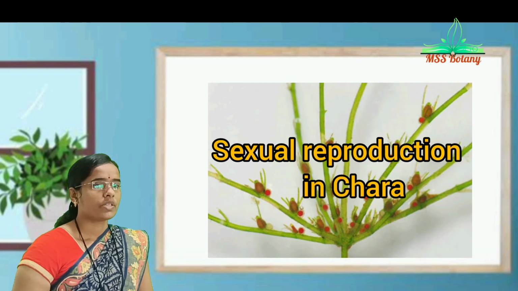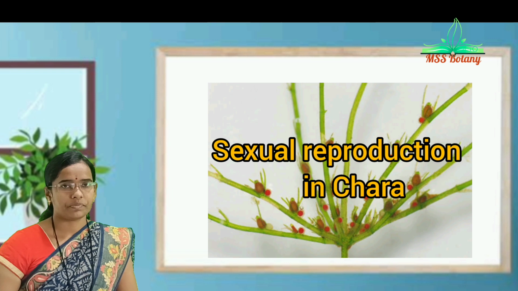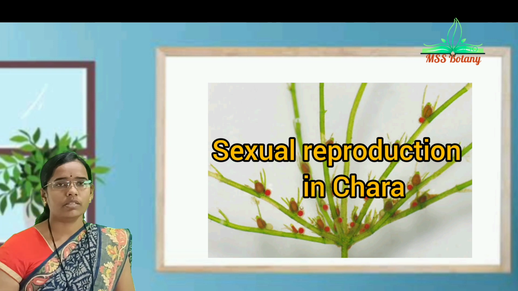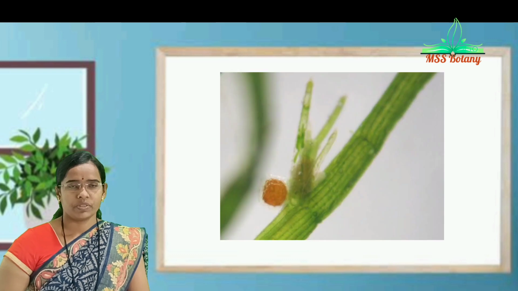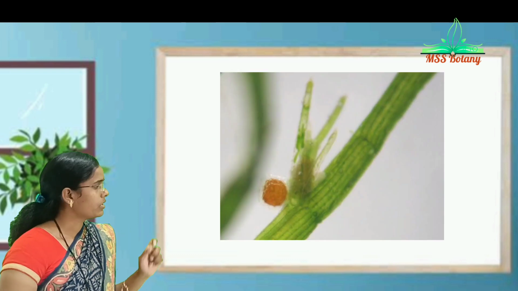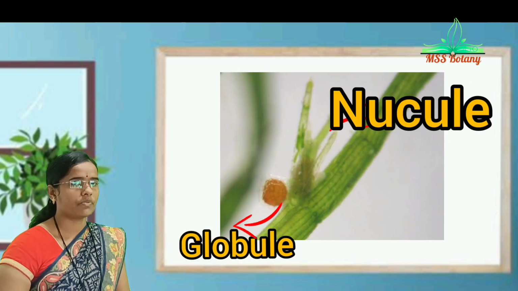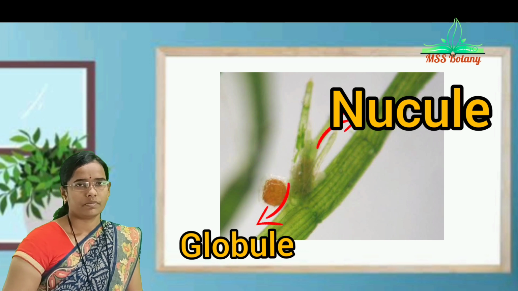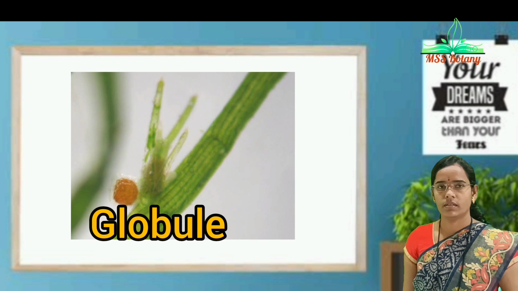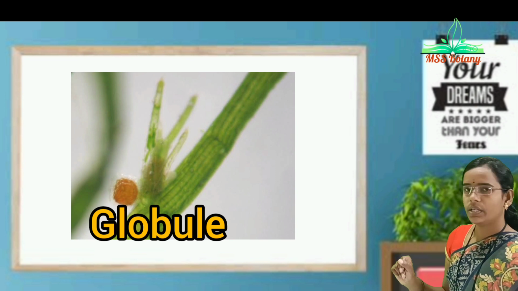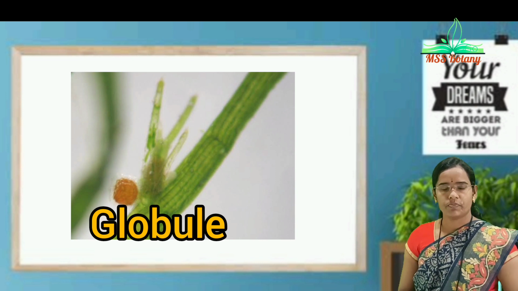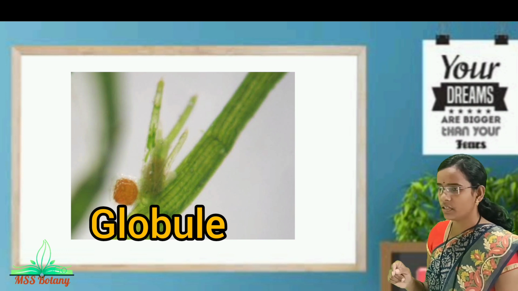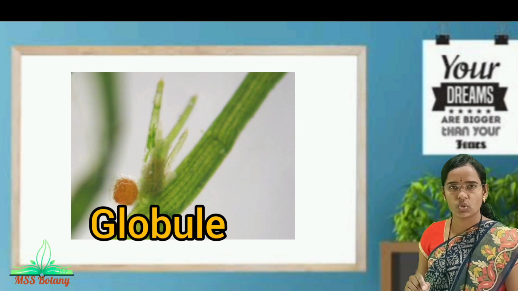Now we will see sexual reproduction in the Chara. Sexual reproduction in the Chara takes place by a special type of structure. There are two types of structures produced in the Chara. One is called the nucleus and the other is the globule. Globule is the male reproductive structure. It is the antheridium of that plant. That antheridium of the Chara is called the globule.